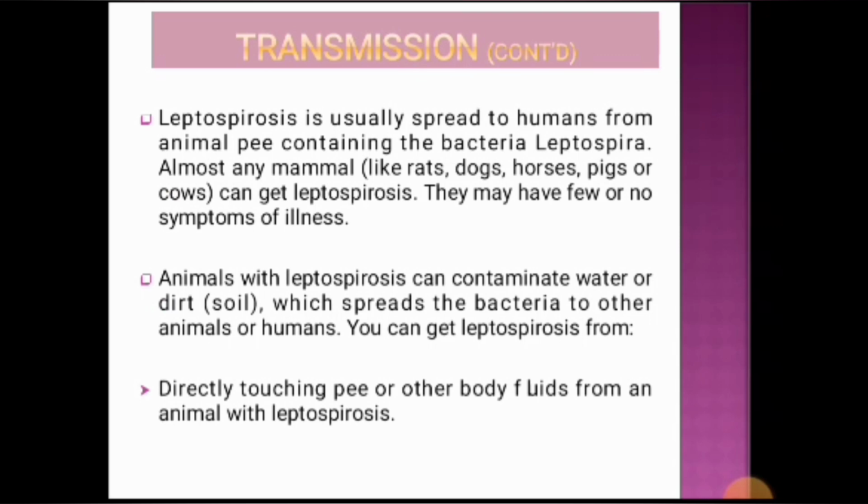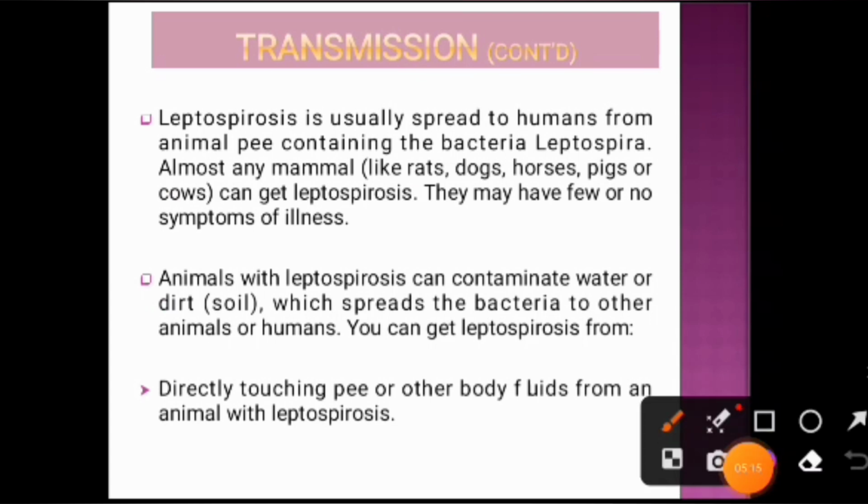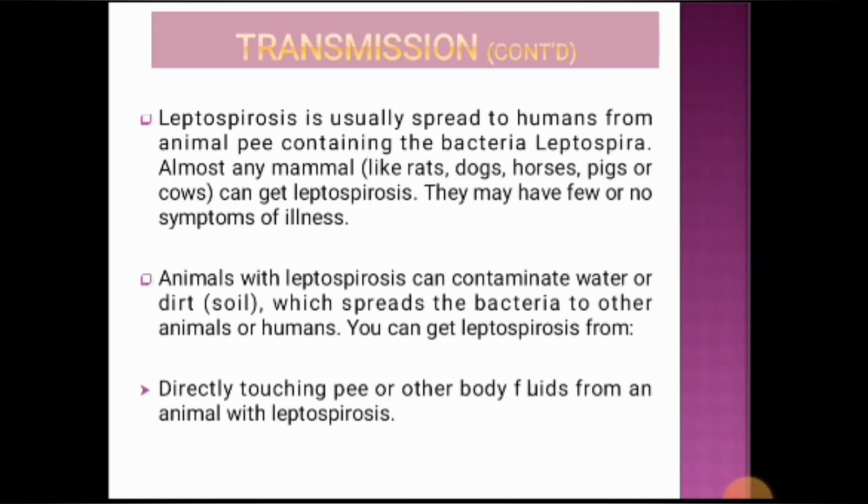The transmission. How is this disease transmitted? Leptospirosis is usually spread to humans from animal pee containing the bacteria Leptospira. Almost any mammals like rats, dogs, horses, pigs or cows can get leptospirosis. They may have few or no symptoms of illness. Okay. Animals with leptospirosis can contaminate water or dirt, which spreads the bacteria to other animals or humans.